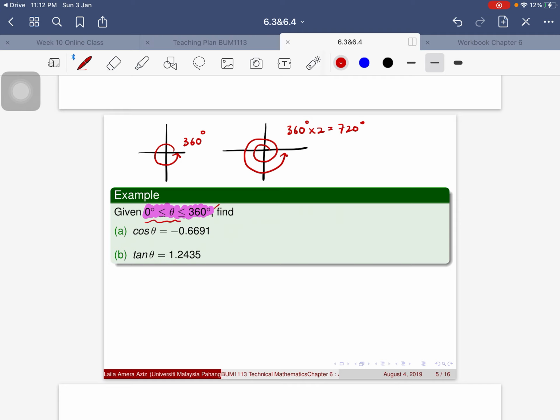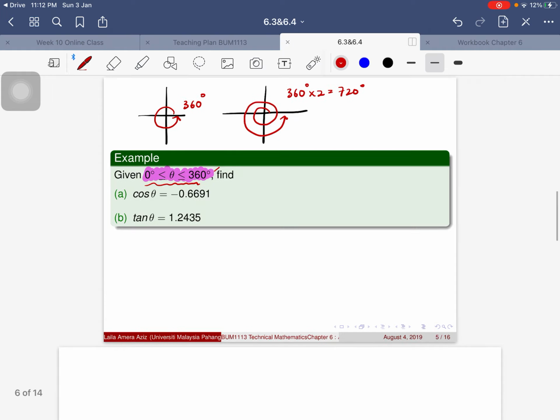This restriction gives us two pieces of information. The first, we know that this angle is going to rotate only once on our quadrant. The second piece of information is that your answer should be in terms of degrees, not in terms of radian units. Okay, so now let's start our calculation.